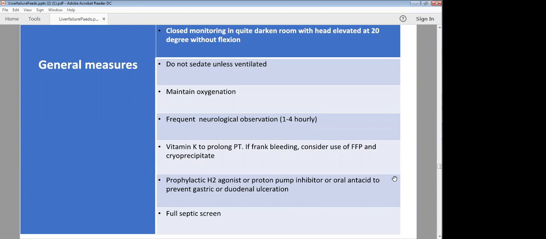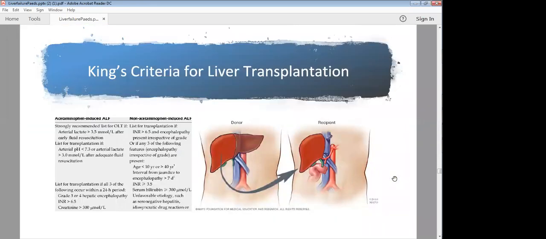Next. Liver transplant, I think you can read from the palliative protocol. Next.